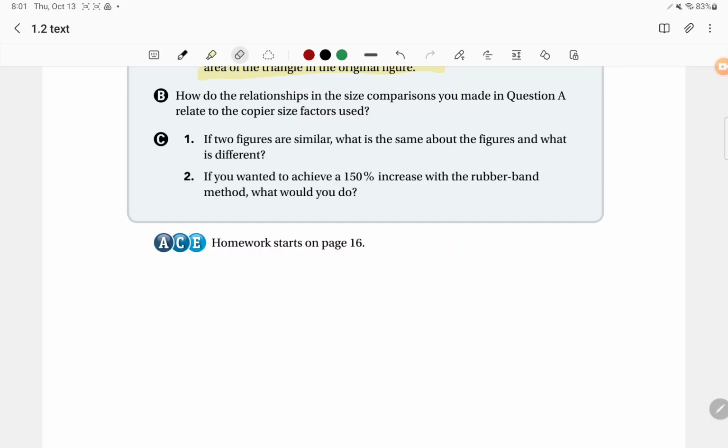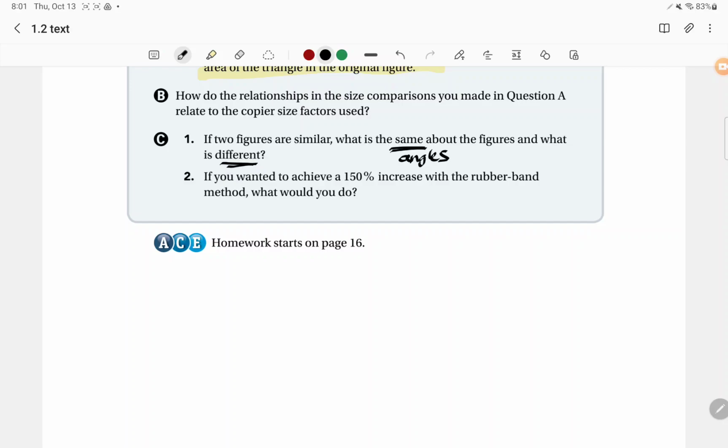Okay, on the first one, if two figures are similar, what's the same about the figures? So the thing that's going to be the same, we've said this a couple times already, those are the angles. Those are always going to be the same on corresponding or similar figures, okay? What's going to be different? The area is going to be different, okay? And that's going to be changed by a factor that we don't know how to find yet.